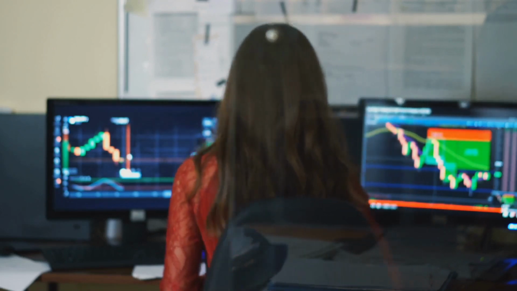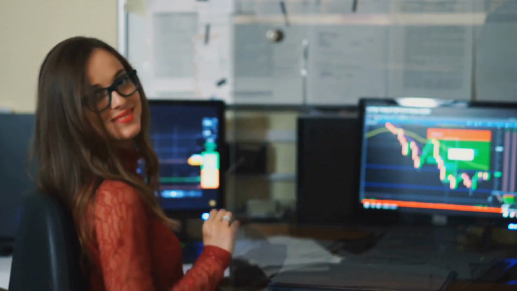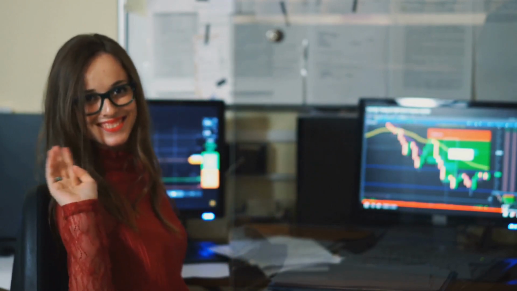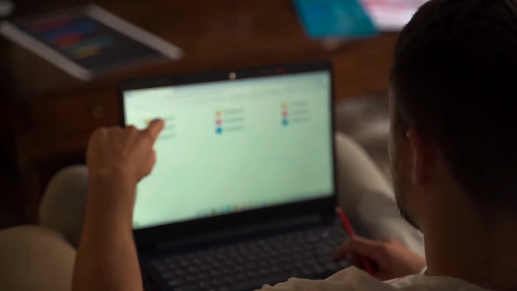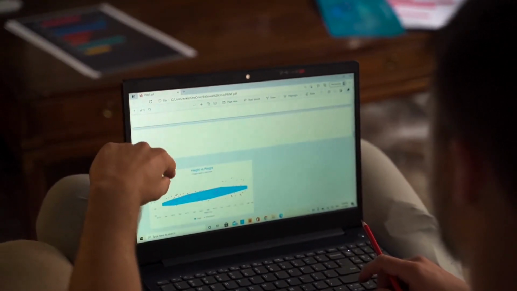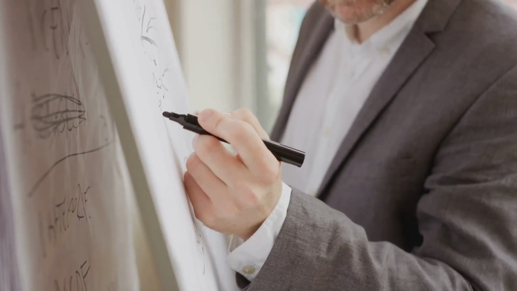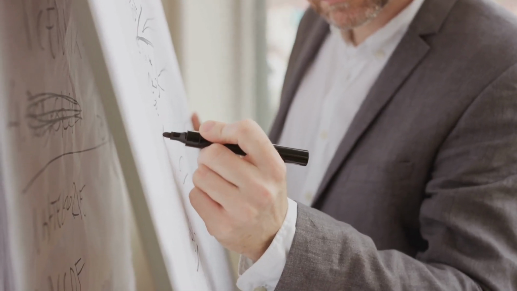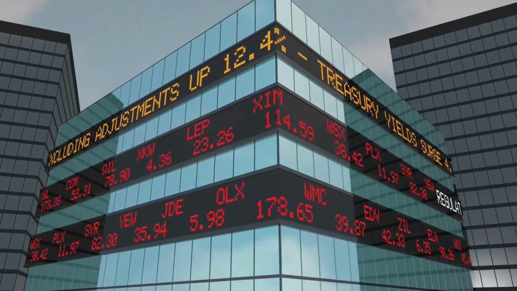Over time, market fluctuations can cause your portfolio's allocation to drift away from your original plan. Rebalancing is the process of realigning your portfolio to maintain your desired mix of assets. Here's why and how to rebalance. Why rebalance? To control risk.